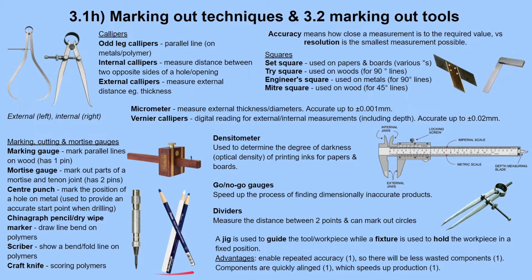This is what a China pencil looks like. Basically, as far as I know, it's just used to draw marks on polymers. Yeah, it basically works the same way as a dry erase marker would. You can just rub it out and stuff. But yeah, that's what the China pencil looks like.